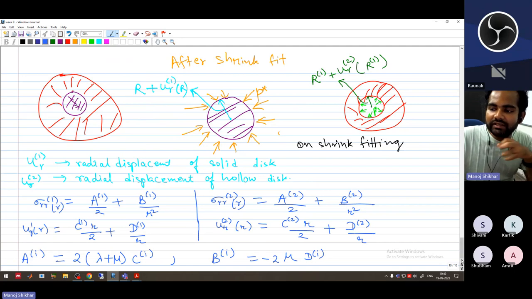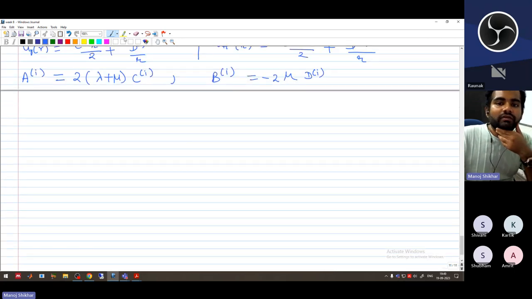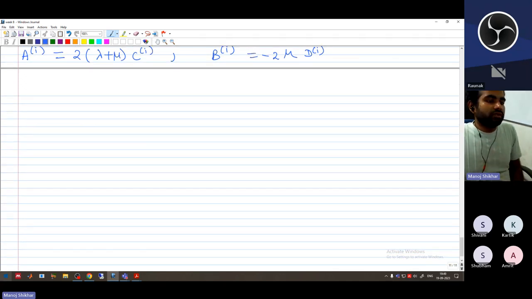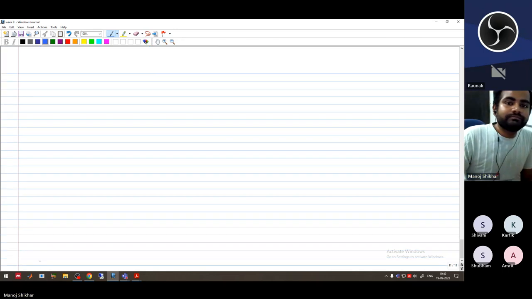If in the question they have given you 2 different materials, you will have to write the index here. You will be forced to. Otherwise, you will get the wrong result.